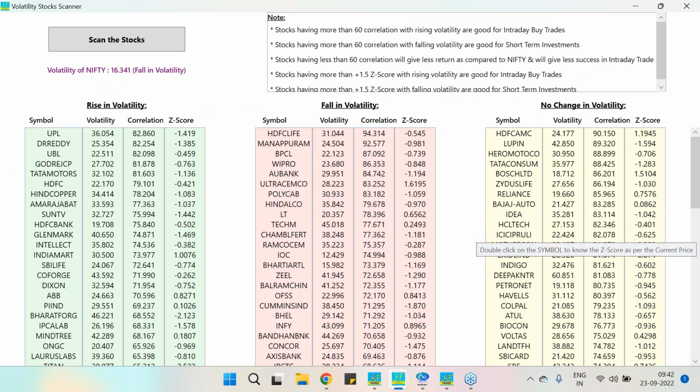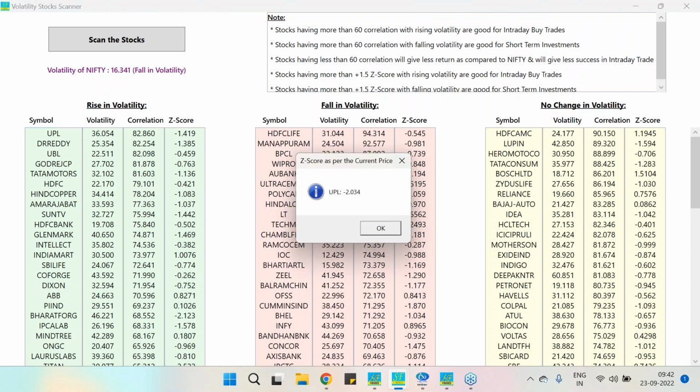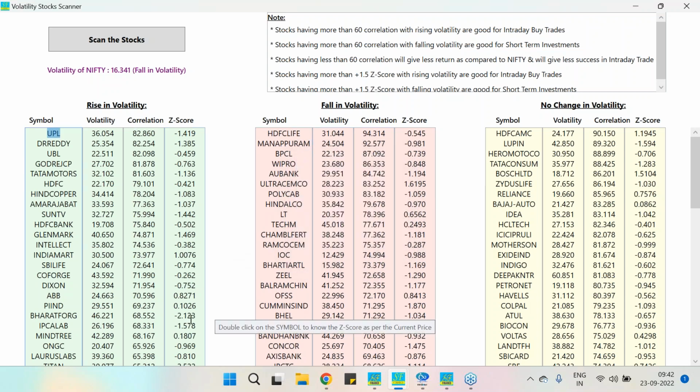Double click on the symbol to see the Z score. This Z score is based on the previous close reference. If you are looking for the current Z score, you have to double click on the symbol. So I am clicking on UPL. It will give you the current Z score as per the current price. That is minus 2.034. Z score is a very easy method of doing the pair trade.